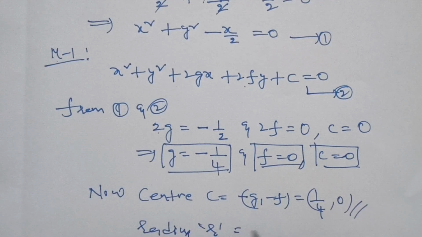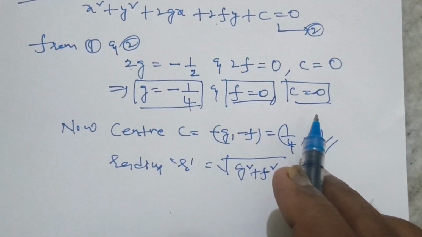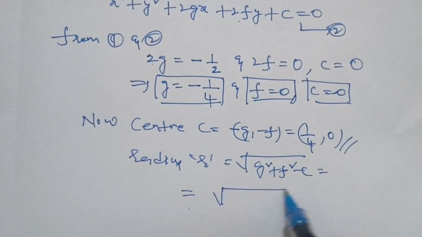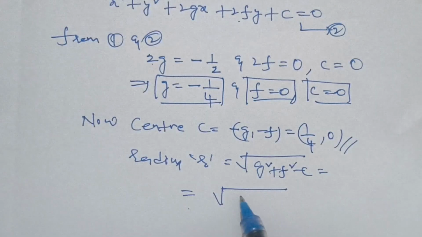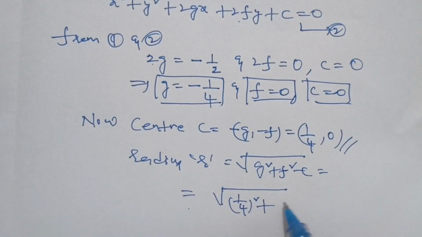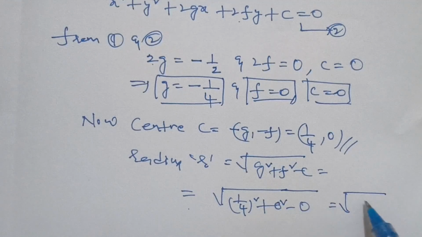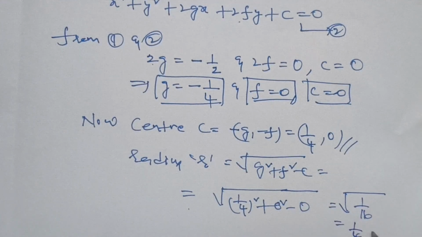And the radius r equals to, we have the formula under root g square plus f square minus c, is equals to, g square value is square root 1 by 4 whole square plus f value is 0 square minus c value is also 0 minus 0. That is equal to square root 1 by 4 whole square means 1 by 16. So that is equals to 1 by 4. So this is the radius.